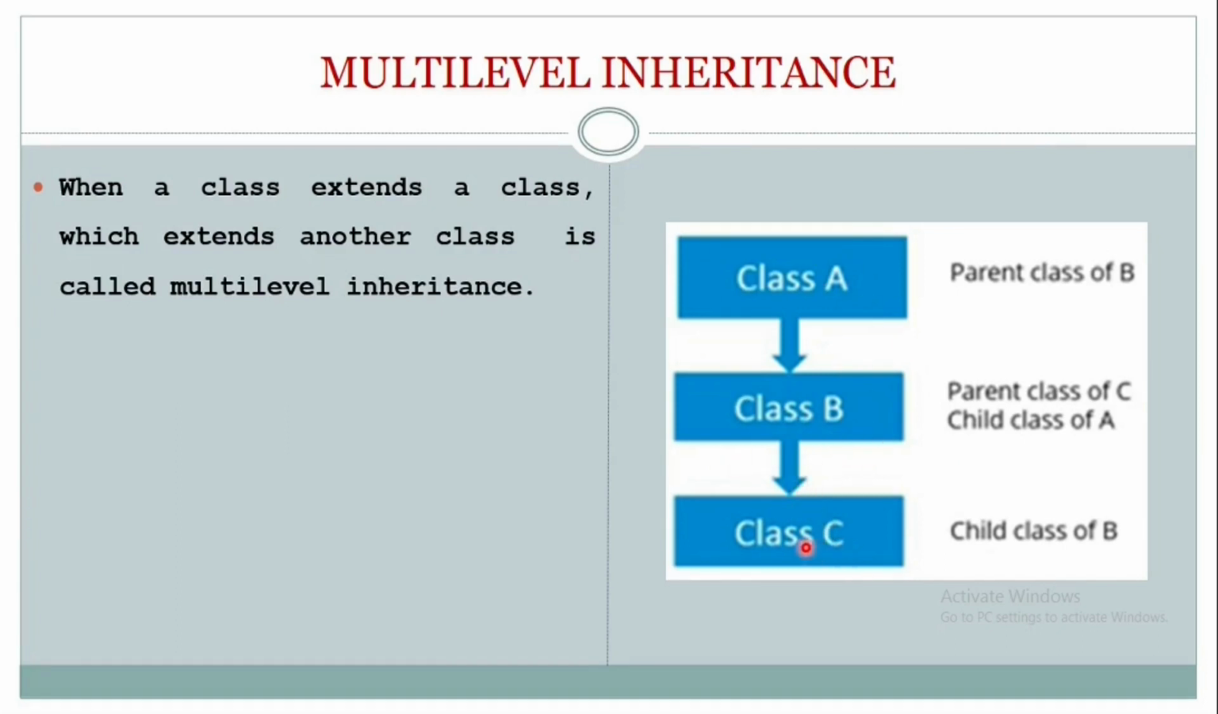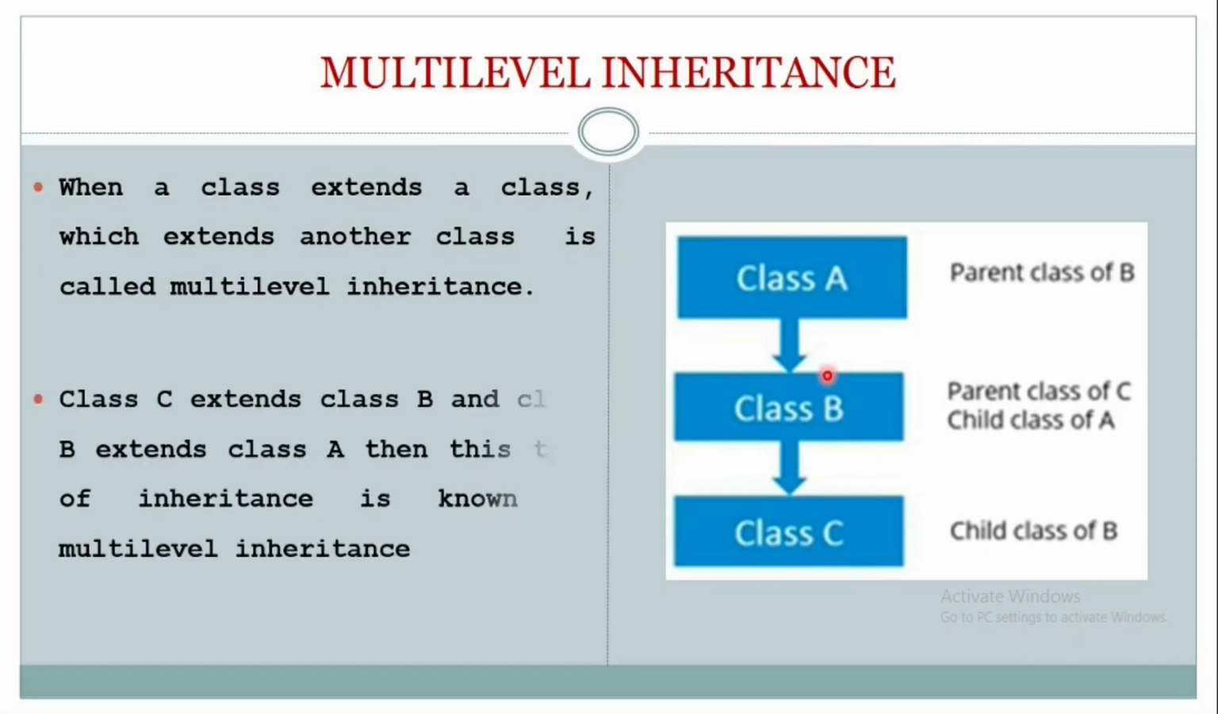As you can see here, this C inherits the properties of class B, and class B in turn inherits the properties of class A. So ultimately, the class C will have the methods and variables of B and A. As you can see here, the class C extends class B and class B extends class A. So again, this type of inheritance is called multi-level inheritance.